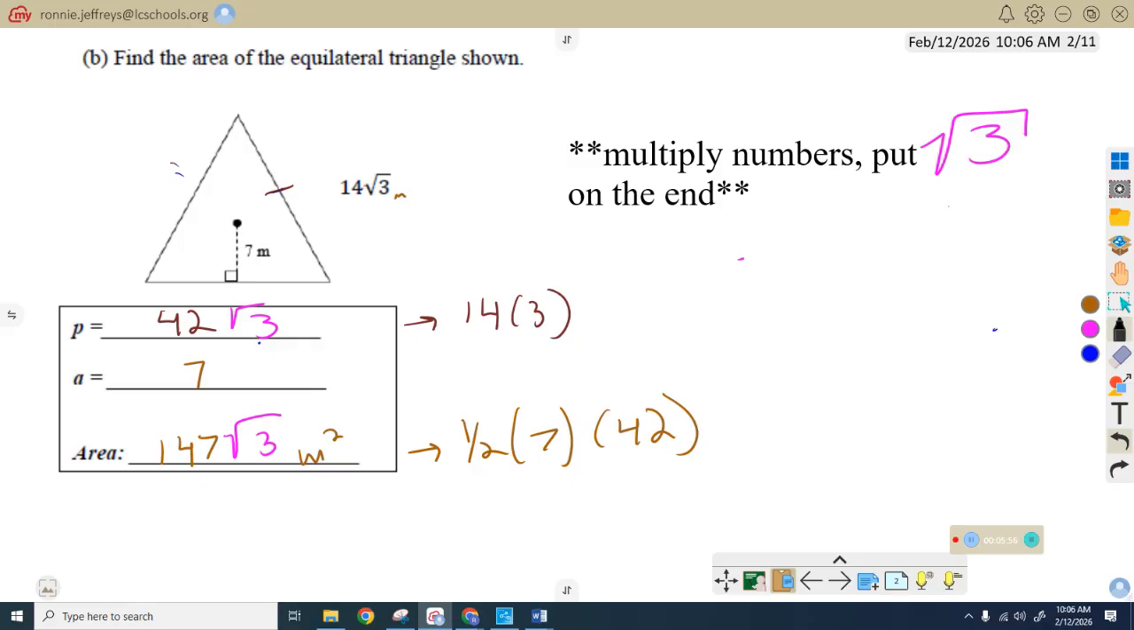Now, this is the only one that has a root 3 on it today, or root 2, any type of roots. But if you have some tomorrow on our practice, since it's on your notes, you should be good with it.